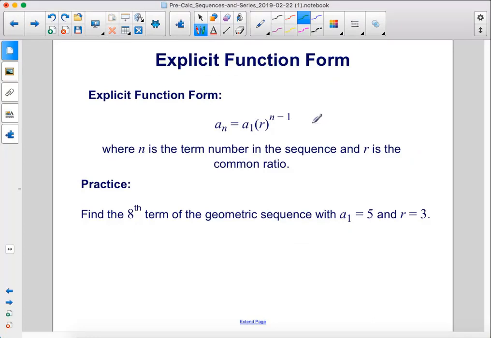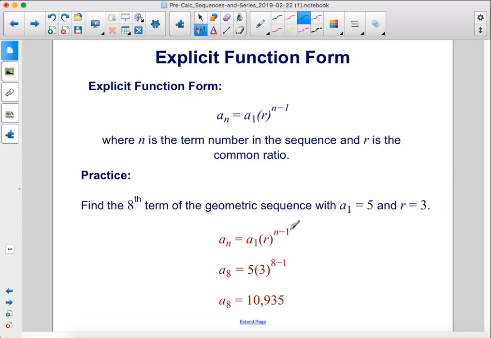Here is explicit function form. A sub n equals a sub 1 times r to the n minus 1 power, where n is the term number in the sequence and r is the common ratio. Find the 8th term of the geometric sequence with a sub 1 equal to 5 and r equal to 3.